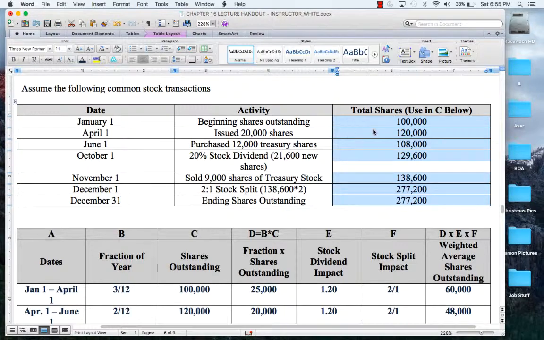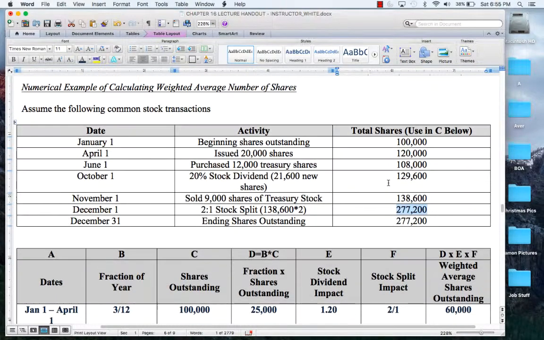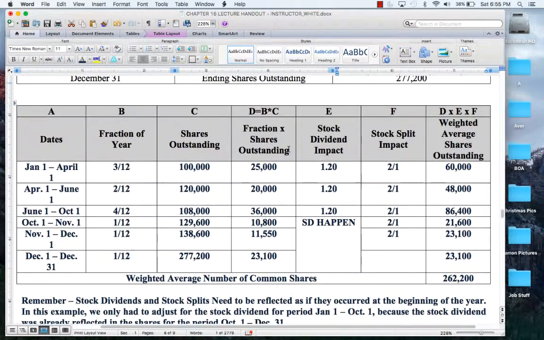So just to go through this again, this is the beginning number, 100,000. We added 20,000 shares. We reacquired 12,000, so that takes us down to 108,000. We had 21,600 new shares for the stock dividend, so that increased. We sold 9,000 of the treasury stock shares, thus we get 9,000 back to the outstanding. We did the 2-for-1 split, so doubled, and then we ended with 277,200.